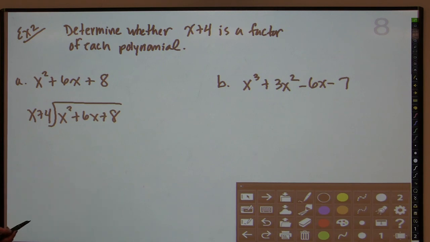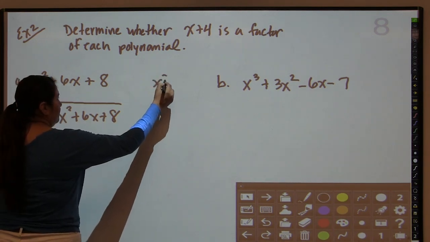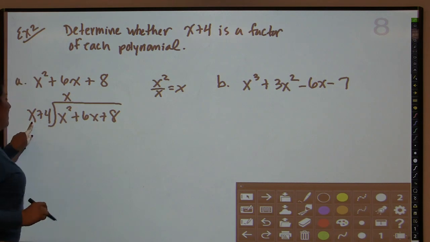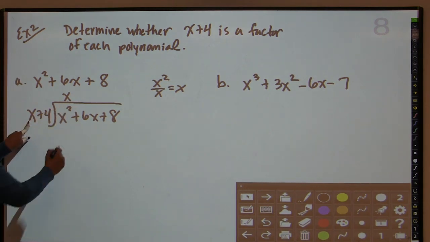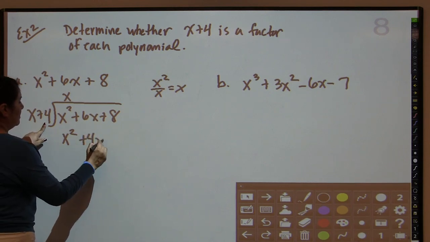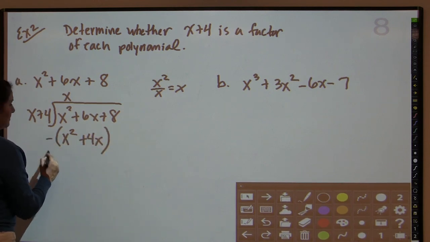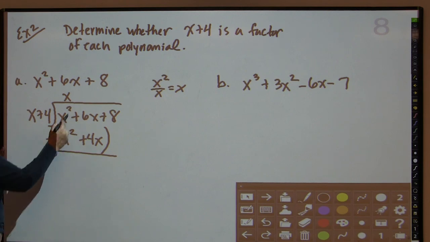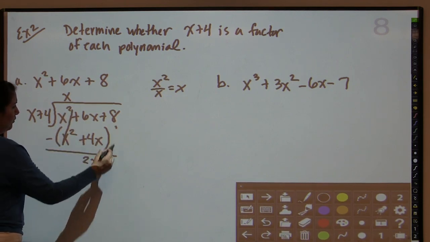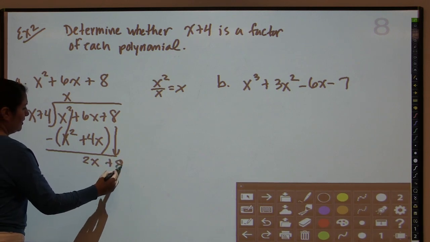So as before, we determine what goes up here in the quotient by taking x squared divided by x, which gives us x. So x goes there, and now I'm going to multiply x times x squared, x times 4, 4x, and then we're going to subtract. x squared minus x squared is 0, 6x minus 4x is 2x, and then you bring down the 8, and we do it again.